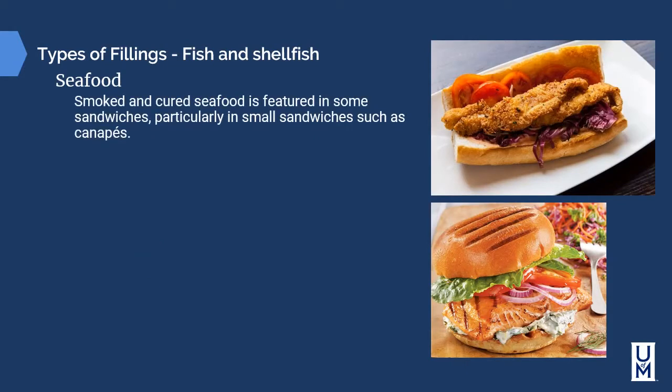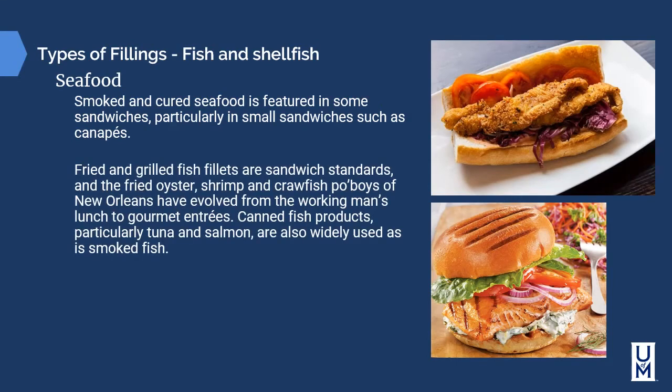Smoked and cured seafood is featured in some sandwiches, particularly in small sandwiches such as canapes. Fried and grilled fish fillets are sandwich standards, and the fried oyster, shrimp, and crawfish po' boys of New Orleans have evolved from working man's lunch to gourmet entrees. Canned fish products, particularly tuna and salmon, are also widely used, as is smoked fish.